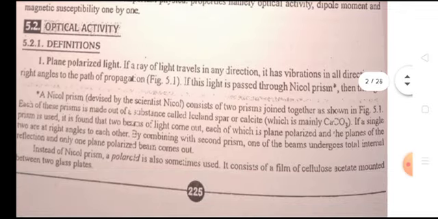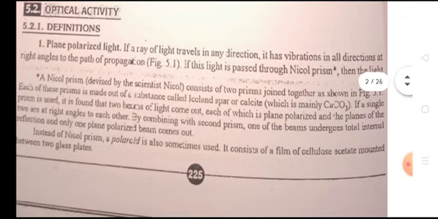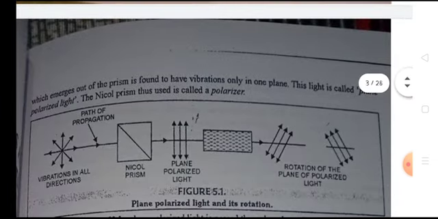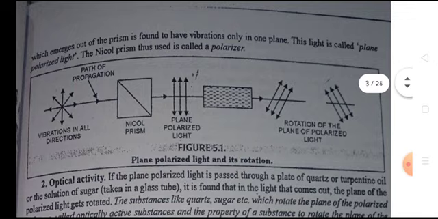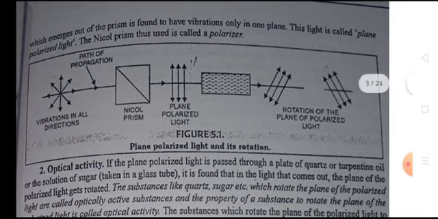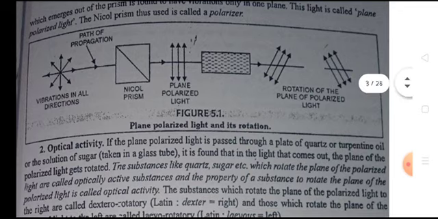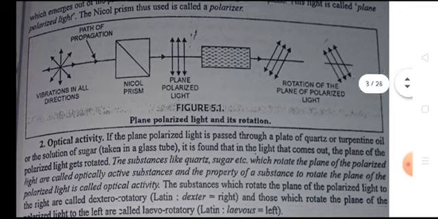First, optical activity. Definition. Plane polarized light. If a ray of light travels in any direction, it has vibrations in all directions at right angles to the path of propagation. If this light is passed through a nicol prism, then the light which emerges out of the prism is found to have vibrations only in one plane. This light is called plane polarized light. The nicol prism thus used is called a polarizer.